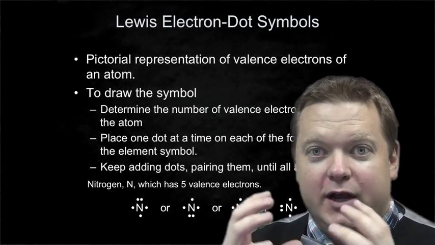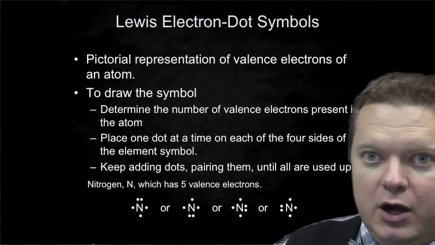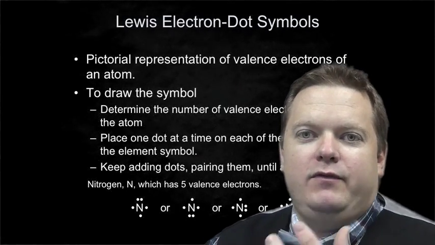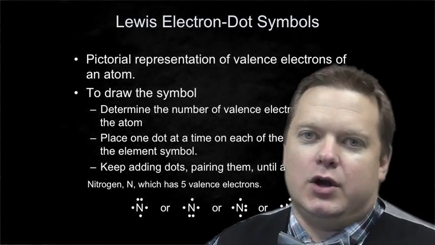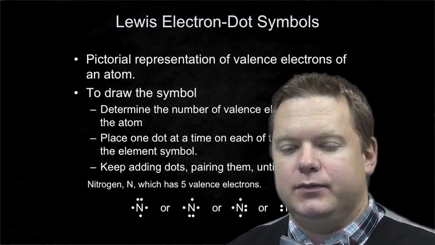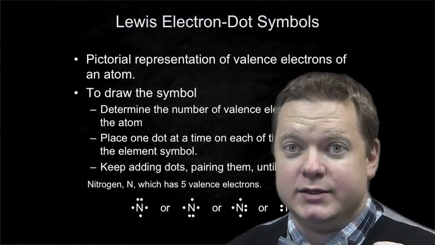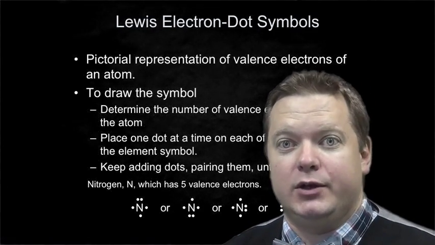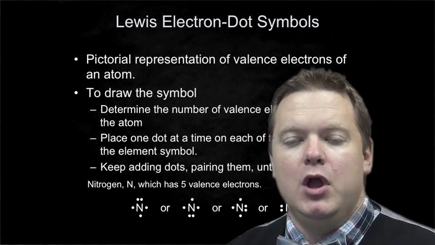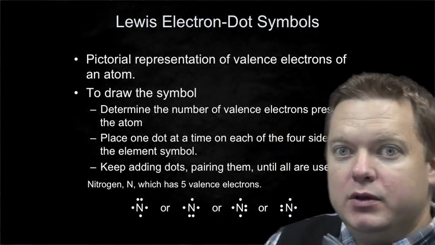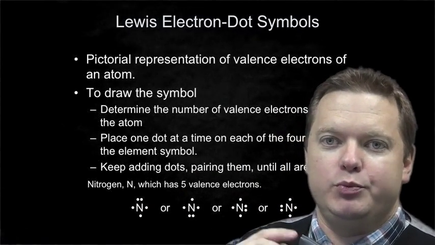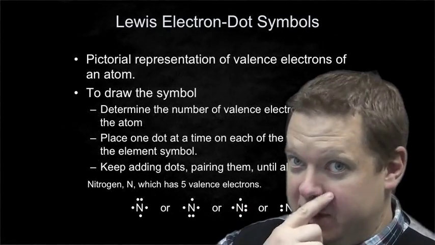So in order to do this, we're going to take our chemical symbol. So down here, in this case, we have nitrogen. And we're going to determine the number of valence electrons that are present. Nitrogen, because of where it is, has 5 valence electrons. Right? It's the 2s, 2, and then the 2p, 3. 5 total. So we're going to put that elemental symbol, nitrogen, and then around there, one at a time, we're going to put a dot representing those electrons.